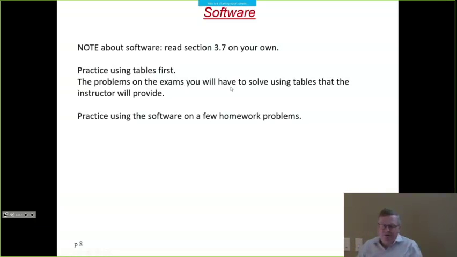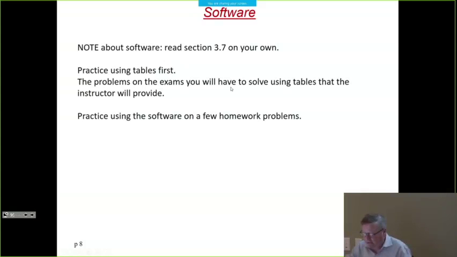Now, the use of software, and I went into that in my oral lecture last time a little bit. I suggest that you read chapter 3.7 in the book on your own. It describes how to use software, and it describes two options for software, IT, which comes with the book, and EES, which has built-in tables. That's great. But I do suggest that you practice your problems using just your tables. The problems on the exams, you're going to have to use the tables because I don't want you to have software available with possible exam problem solutions on it. So you might as well use the tables for your homework as well.